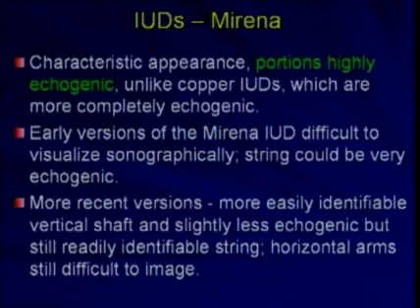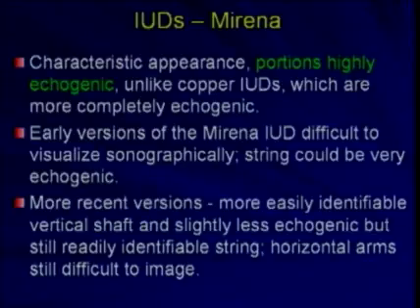The earlier versions of the Mirena were very difficult to visualize sonographically, and I'll show you examples of that. And the string could actually be more echogenic than the IUD itself. The more recent versions are more easily identifiable. The vertical shaft is more echogenic, and the IUD string is slightly less echogenic.